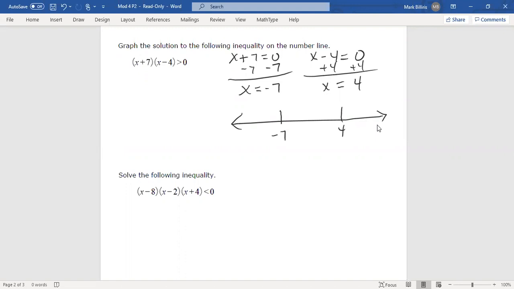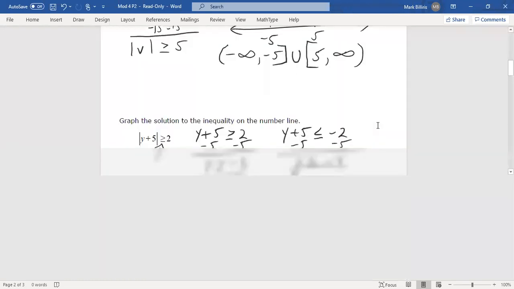So what I do is I look at the 3 regions. So this is region 1. This would be region 2 between -7 and 4, and region 3 would be those values to the right of 4. So I choose any number I want from each region. Like I may want to choose -8, because -8 falls in that first region. A value between -7 and 4 may be 0. So 0 is going to be my test point for region number 2, and any value greater than 4, maybe 5, will be my test point for region 3.